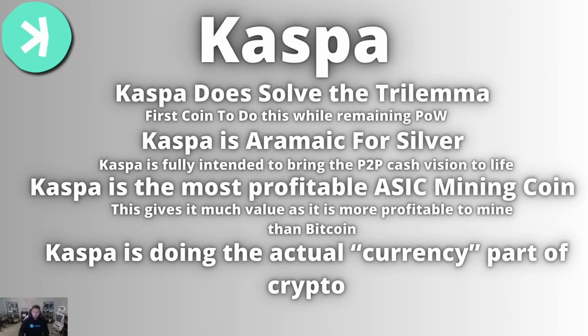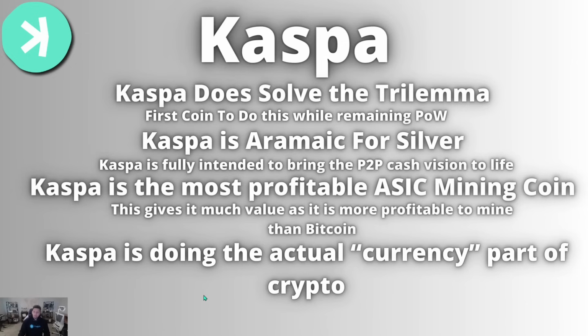Kaspa does solve the trilemma, and this is the first coin to do this while remaining proof of work. The word Kaspa is actually Aramaic for silver or money, and Kaspa is fully intended to bring the peer-to-peer cash vision to life. That is why Kaspa has chosen this name, because the goal is to become a type of money. Kaspa is the most profitable ASIC mining coin. It is more profitable than Bitcoin, and this gives it much value, as Kaspa is the only alternative to mine if you care about profitability in the proof of work space for ASICs.